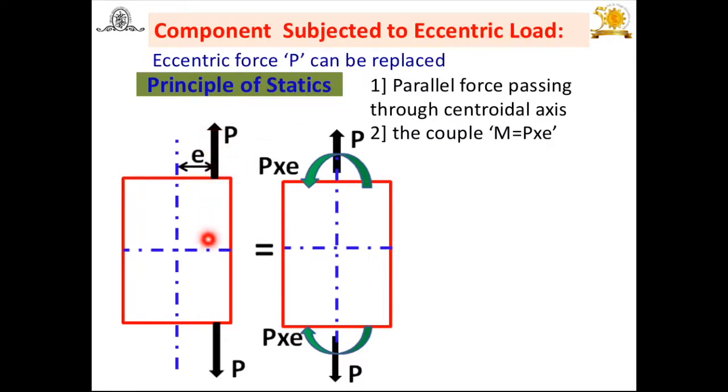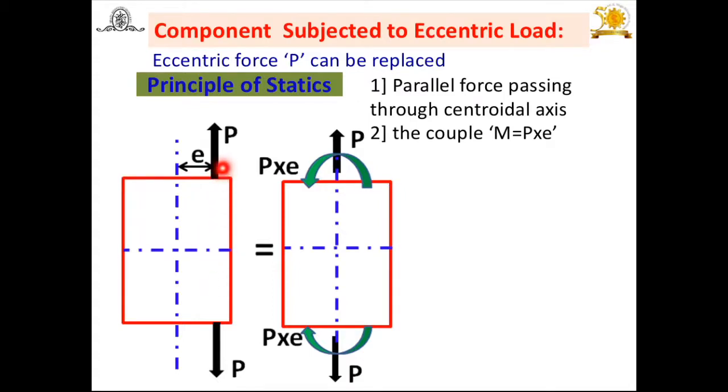Try to understand. You will find in many applications such a situation arises, and to design such mechanical components we have to consider the case of components subjected to eccentric load. Now how to design it? You will get the situation. Now this load P is not passing through the centroid of the cross section. Try to understand. It is at a distance of e. So how to solve this problem?